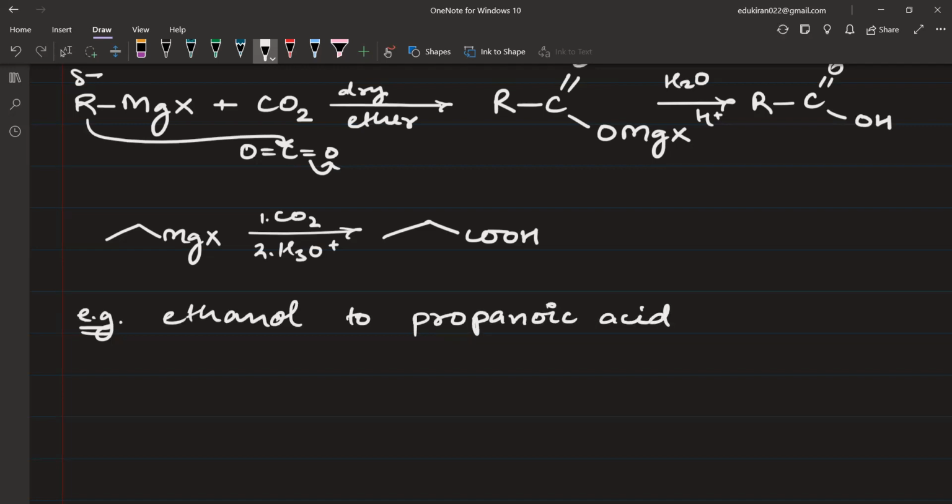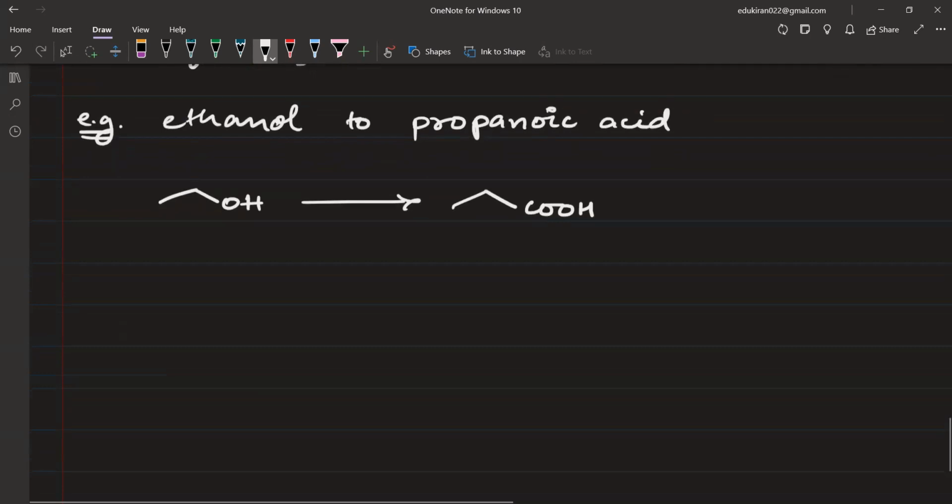So you have addition of one carbon atom. In this case, first of all, see what is ethanol? 1, 2 carbon atoms and OH. And propanoic acid: 1, 2, 3 carbon atoms and COOH. Now, how to go from ethanol to propanoic acid?